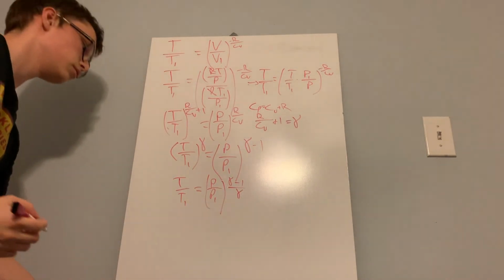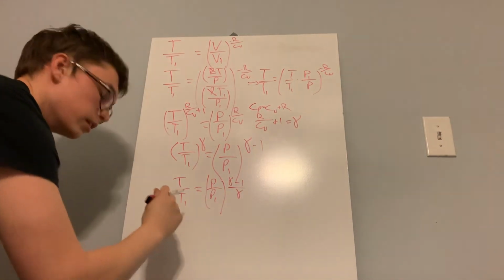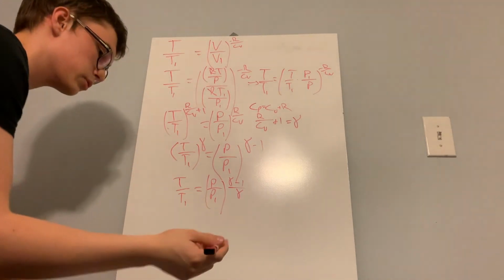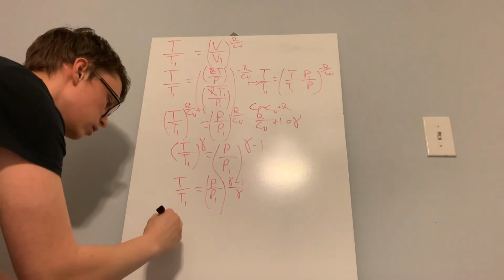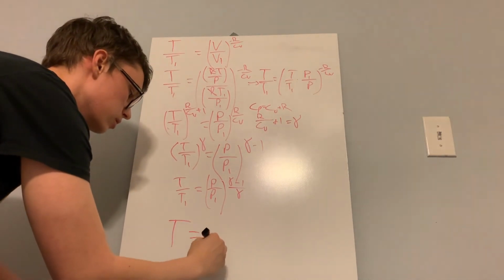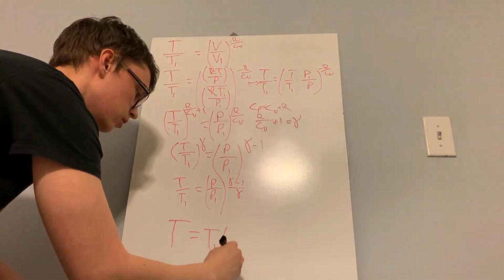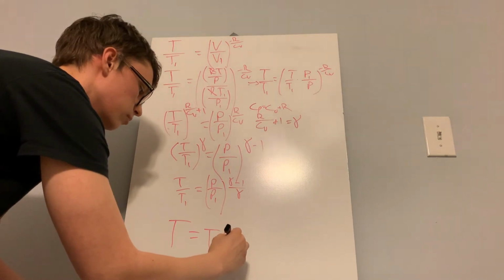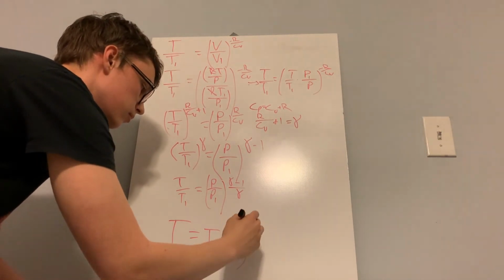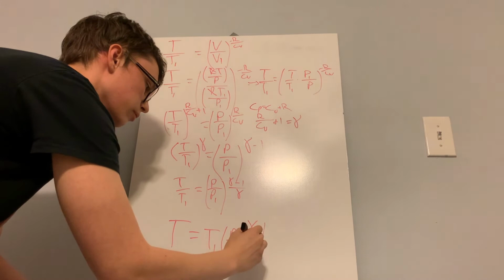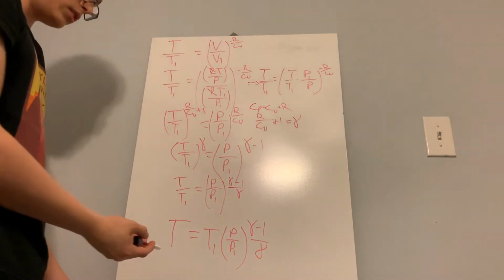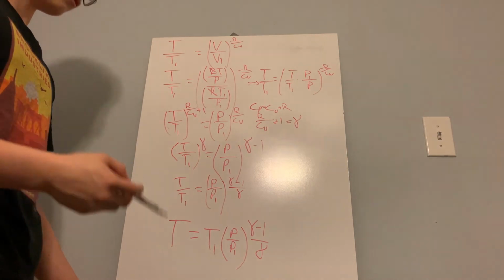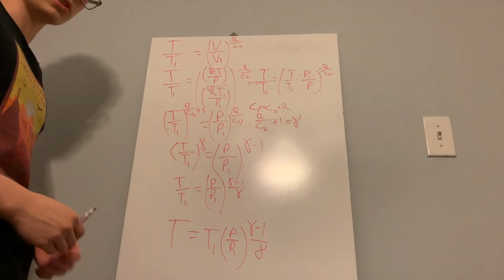And then finally, we can now get our temperature equation, which we're going to be able to put back into the first equation we derived. So T is equal to T1 times P over P1 to the gamma minus 1 over gamma. And then now we're able to insert T into our first equation, and we'll be able to solve for our pressure.